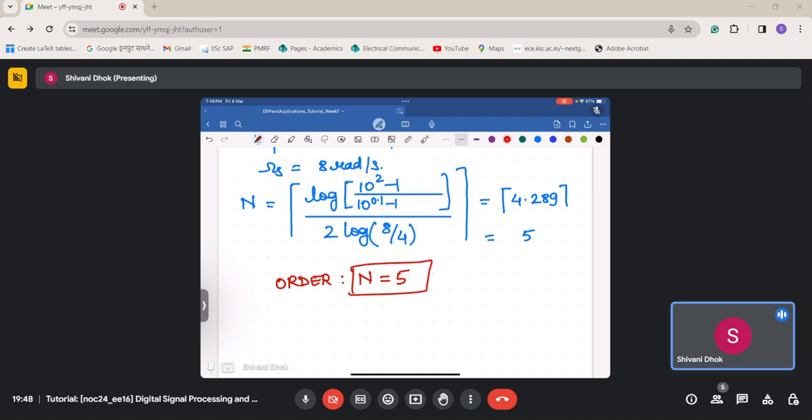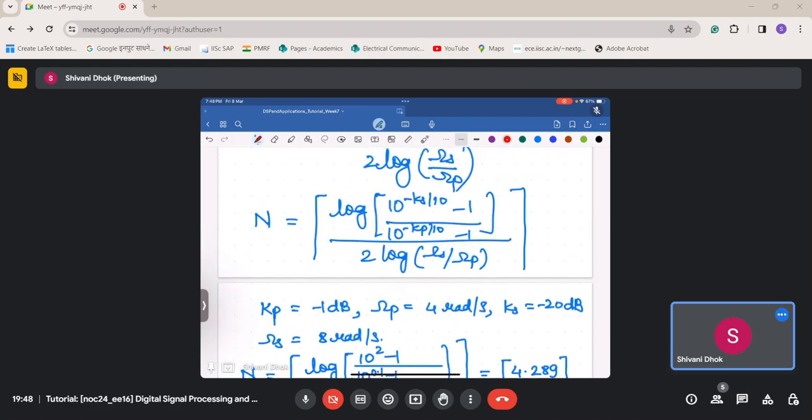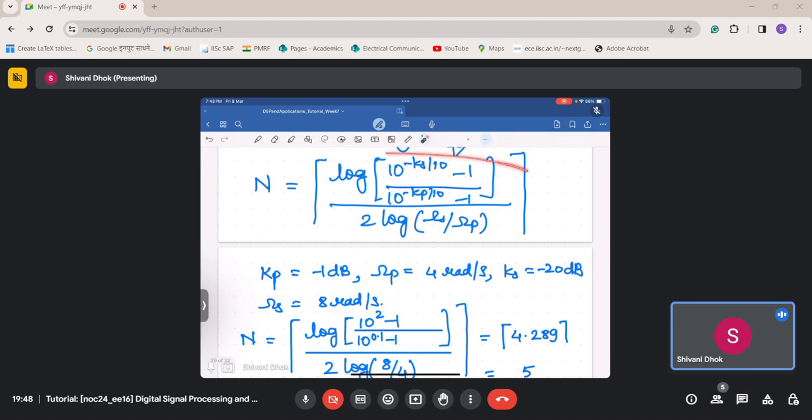Is this question clear? Any queries in this question? You can directly memorize this formula for a low pass filter. Whenever you are given specifications in this form, you can simply substitute them in the given equation. Any questions?